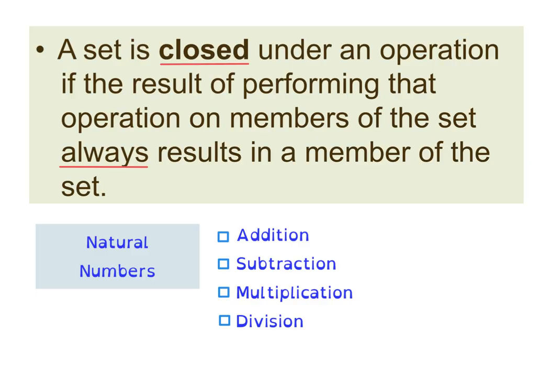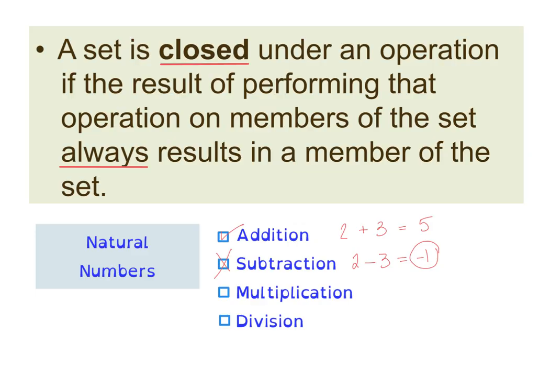So for example, natural numbers. Well, if I take any two natural numbers and add them, I will get a natural number. So yes, it is closed for addition. But let's look at subtraction. If I take any two natural numbers and subtract them, I can get negative 1, which is not a natural number. Natural numbers are only 1, 2, 3, 4, 5, and they don't include negatives. So it is not closed for subtraction.